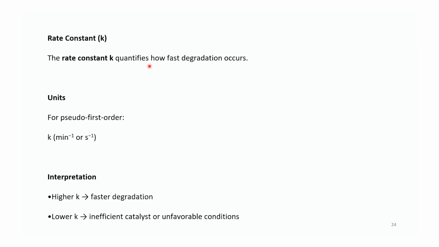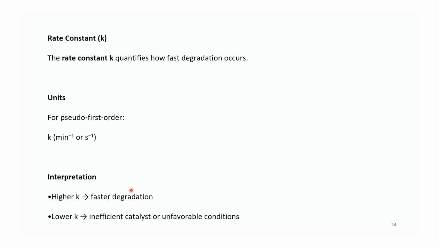Rate constant k quantifies how fast degradation occurs. These are some points to note. What is the rate constant? The rate constant quantifies how fast your degradation process is happening. Then units: for a pseudo first order, the unit of k is per minute or per second. Then interpretation: higher k means faster degradation, lower k means inefficient catalyst or unfavorable conditions. So that was the rate constant.